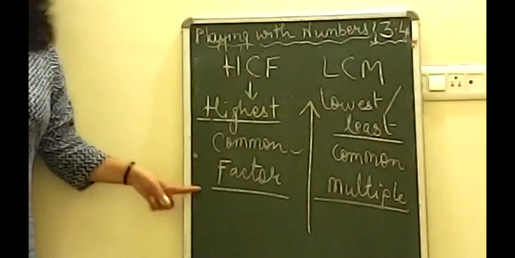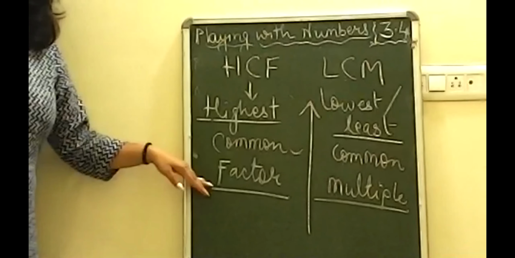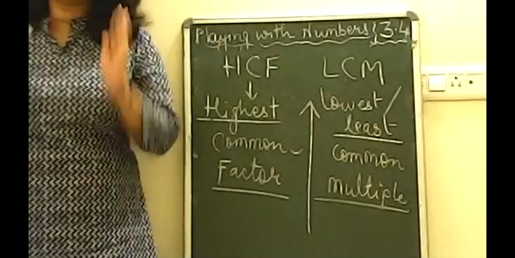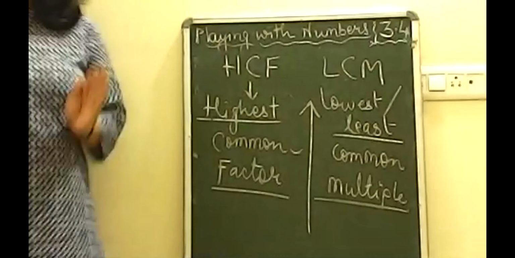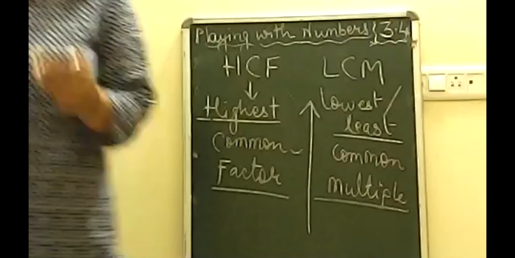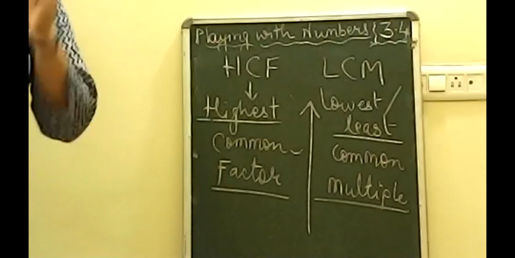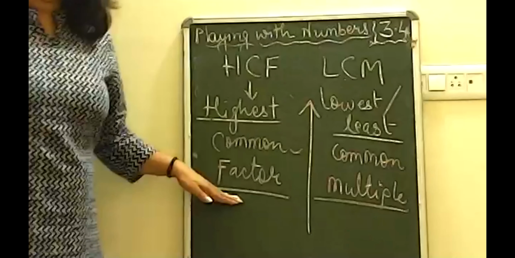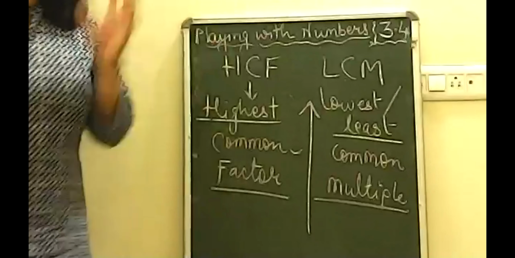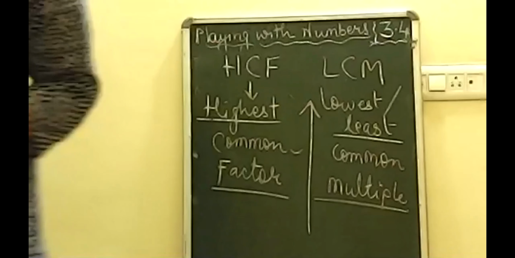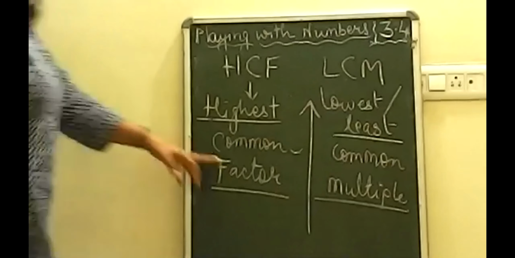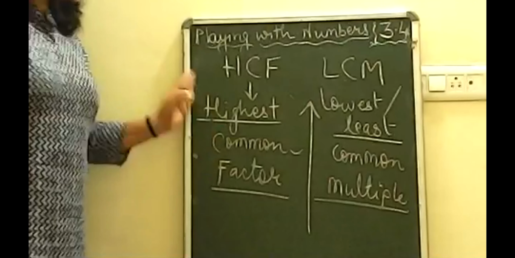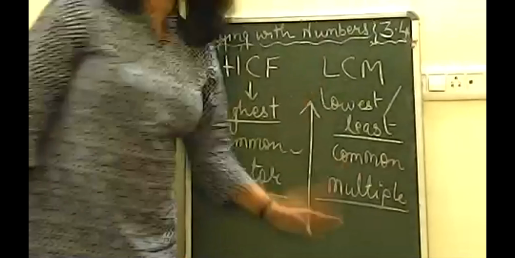Now come to the factor. Remember, when you talk about factors, there are limited factors. There are not infinite factors. There are very limited factors of every number. Factor means the number which can divide that particular number completely without leaving any remainder. So when you talk about limited numbers, you can find out the highest in that. So that is why HCF is highest common factor, LCM is lowest common multiple.